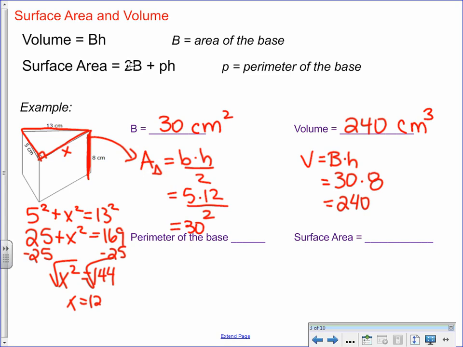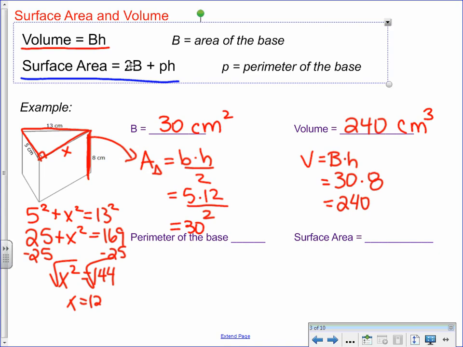Let's move on now to surface area. So we just did volume. Let's move to surface area. I'm going to do this in blue. 2 times the base area, because the surface area is all of what is around the shape.